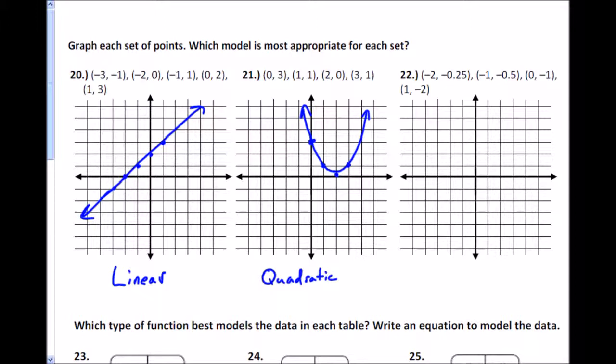And then the last one is we plot these points. (-2, -0.25) is right about here. (-1, -0.5) is here. (0, -1). (1, -2) is right here. And we can kind of see this curve starting to form. It looks like it hugs this line and then curves in just this direction. And that would be an exponential function.